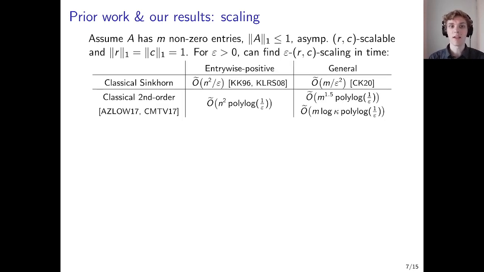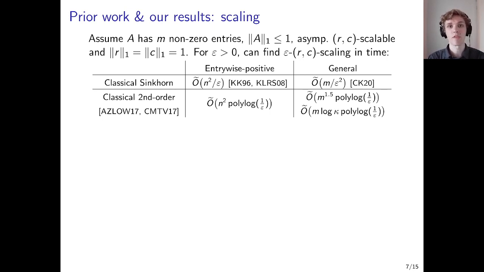Then what's known classically is that if I give you a precision epsilon, then depending on the matrix, you can find these scalings in particular times. For instance, in the entrywise positive case, where every entry is strictly larger than 0, you can find, using the classical Sinkhorn algorithm even, an epsilon scaling in time order n squared divided by epsilon. Whereas for general matrices, you can find one in time m over epsilon squared, so it has a slightly worse epsilon dependence. There are also rather sophisticated second-order algorithms for solving this problem.